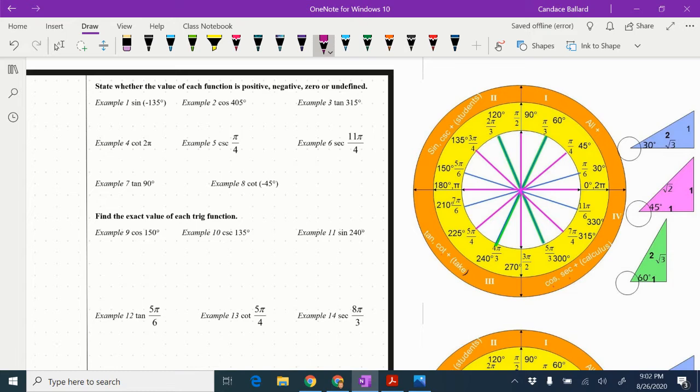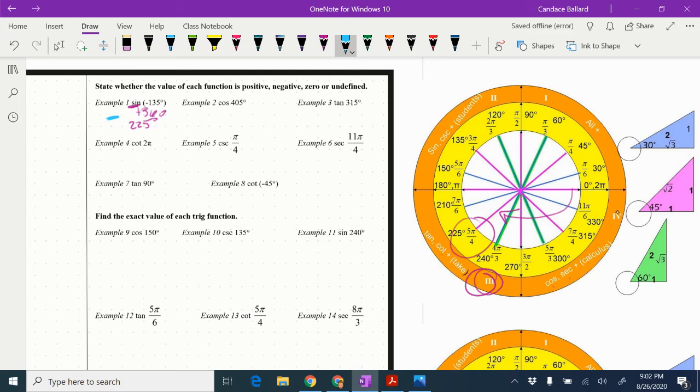So the mnemonic is all students take calculus. All right, so let's look at where these things are. My first one is negative 135 degrees. So I need to figure out where that really is. I can either try to count it backwards, or I'm going to add 360 to it. So that is going to be at 225 degrees, what's coterminal to that, just like we learned the other day. So right here would be negative 135 degrees. I notice that I am in quadrant 3, and we're looking for sine. So that means that because tangent and cotangent are positive, sine has to be negative.